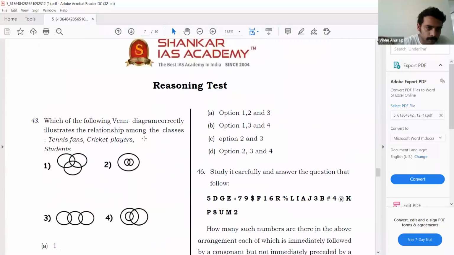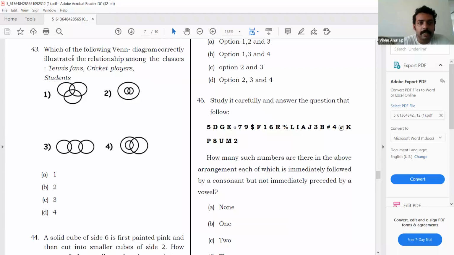So that is 42. Then 43. Which of the following Venn diagrams correctly illustrates the relationship among the classes: tennis fans, cricket players, and students? So there can be any kind of overlap. A tennis fan can be a student. A cricket player can be a student. A tennis fan can be a cricket player. So the answer is A, the first one. 43 is A. Did you get A for 43? Any kind of overlap is possible.